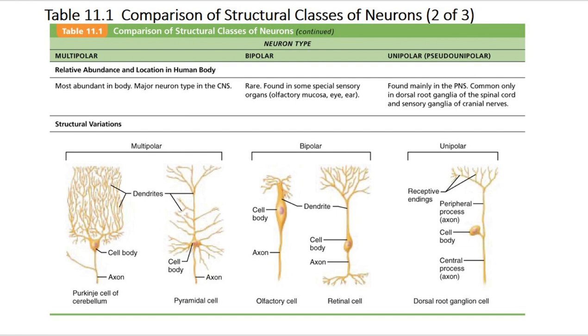And then you mainly find unipolar in the peripheral nervous system, and we're going to see that even though you can find it in the central nervous system, it's common only in the dorsal root ganglia of the spinal cord, which are neurons that are going to innervate the spinal cord from the back. And you can also find them in the sensory ganglia, or kind of bundles of cell bodies near cranial nerve connections to the spinal cord, specifically kind of at the adjacent area of the brainstem.